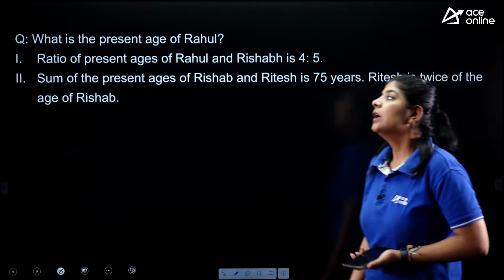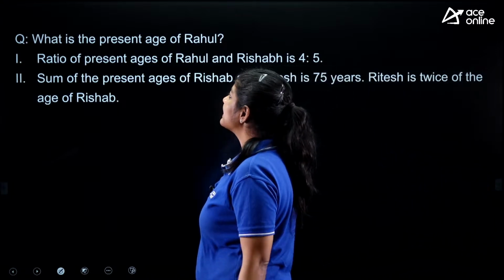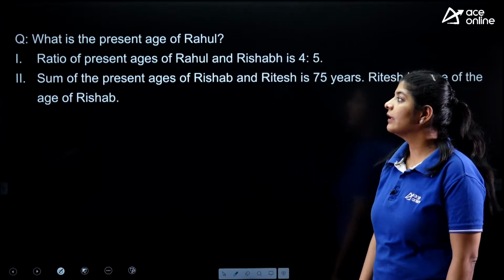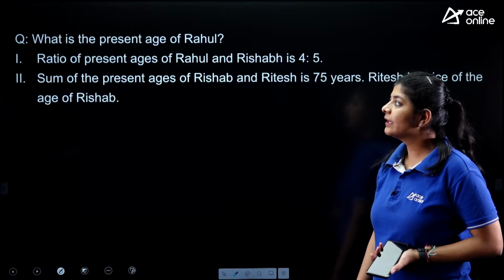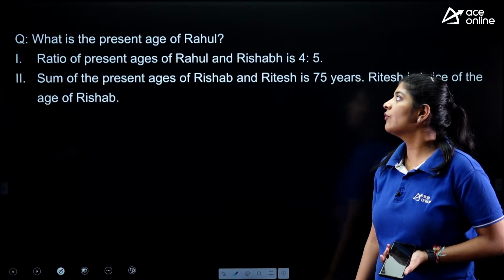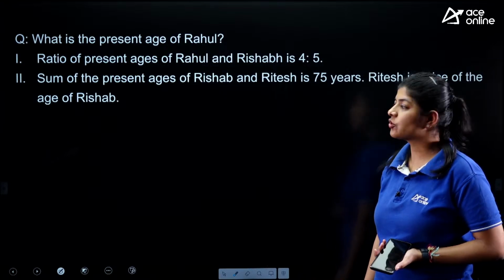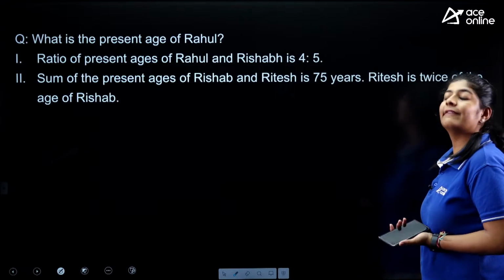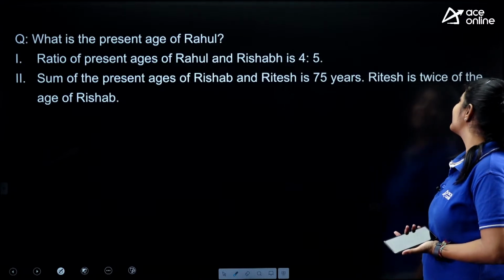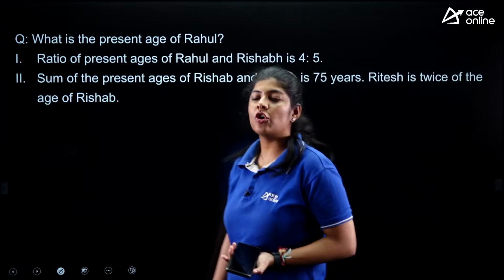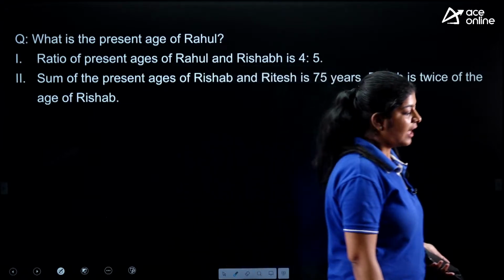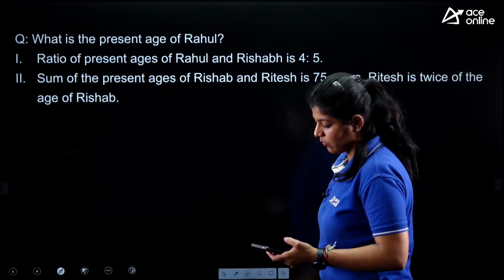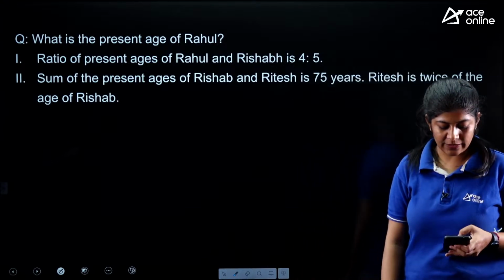Next. The next question says, what is the present age of Rahul? The question is asking what is the present age of Rahul. Statement number first says that the ratio of present ages of Rahul and Rishabh is 4:5. Sum of present ages of Rishabh and Ritesh is 75 years. Ritesh is twice the age of Rishabh. This is the data that we are having. Now with the help of this one, what we have to do? We have to calculate the present age of Rahul. So what answer are we getting for this one?